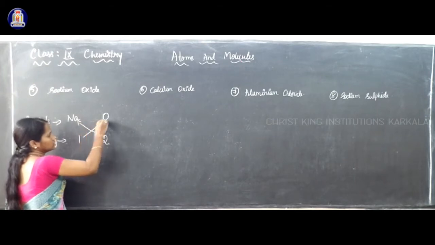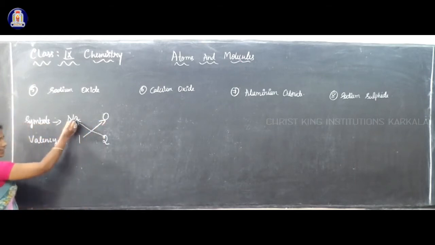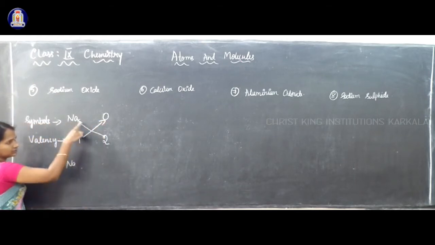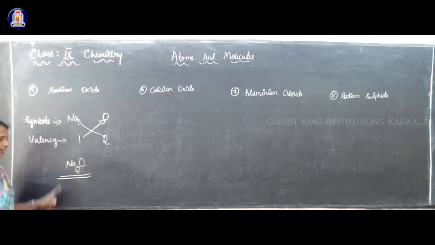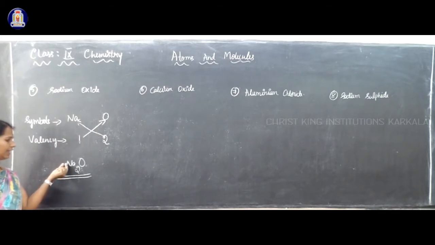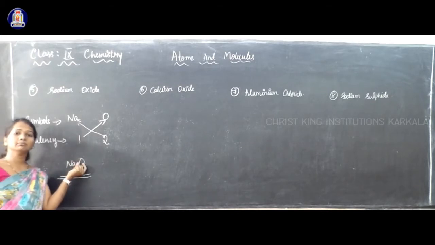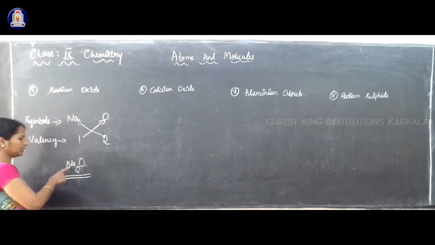Valency of sodium is 1, valency of oxygen 2 minus, that is 2. Interchange, so the formula can be written as Na, this 2, and O, this 1. We are not writing 1. Na2O. So you have to remember N capital letter, A small letter, sodium symbol that, Na, O capital letter, symbol of oxygen. So Na2O.